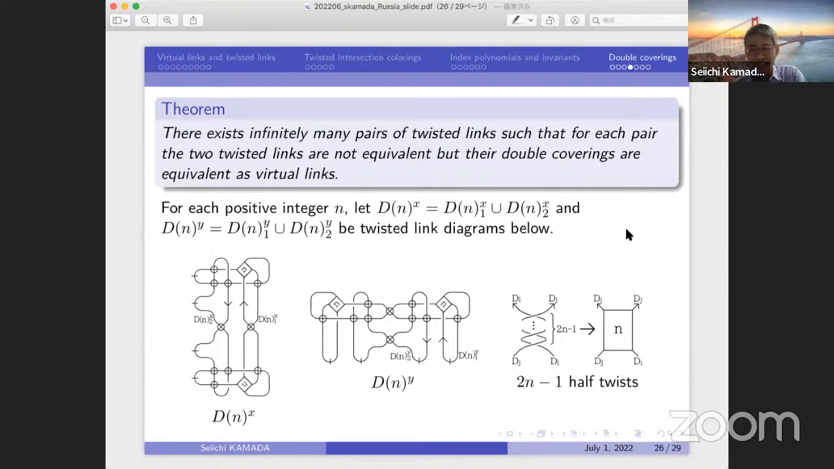That is another good question. Actually, the method by which we construct such pairs always gives even type. Of course, there are many odd type twisted links, but when we apply some natural construction, we usually get even type. I don't know why, but even type is very natural and very close to virtual links. Thank you very much.